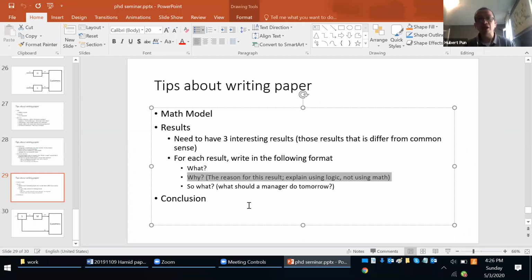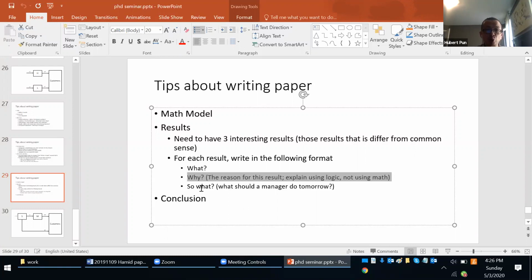So then why? The reason is that a low type supplier needs to have an even lower wholesale price so that a high type supplier does not want to follow the low type supplier. So with a lower wholesale price, of course, the supplier is worse off. Okay, you would notice that I do not use math to explain. I use logic to explain this reasoning. So after reading this reasoning, the reader should now understand why there is such an interesting result.